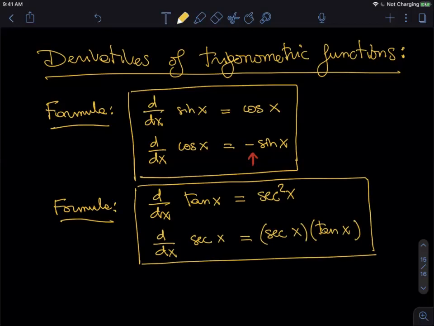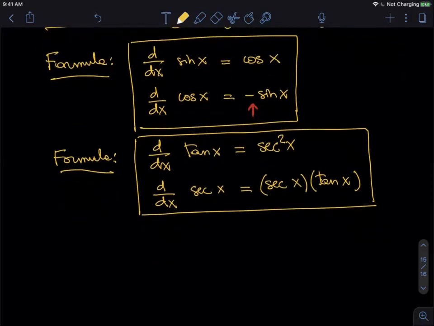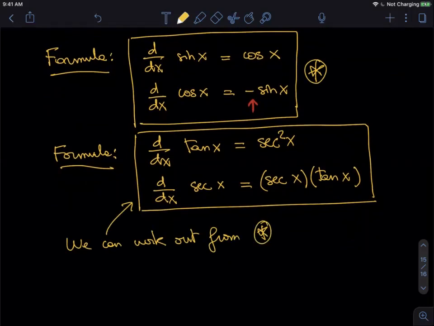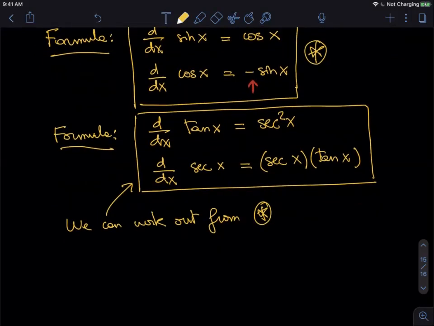Now, the derivative of the sine and cosine you need to memorize. But the derivatives of the tangent and the secant, these ones we can work out from the derivatives of the sine and cosine, okay? How do we do that? Well, it's the quotient rule, right?